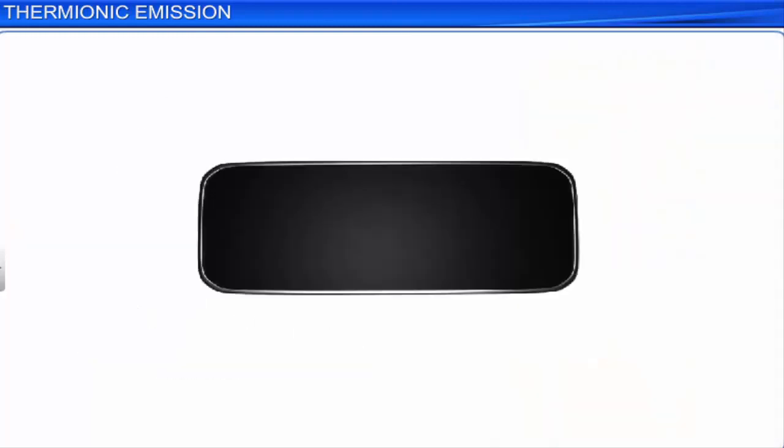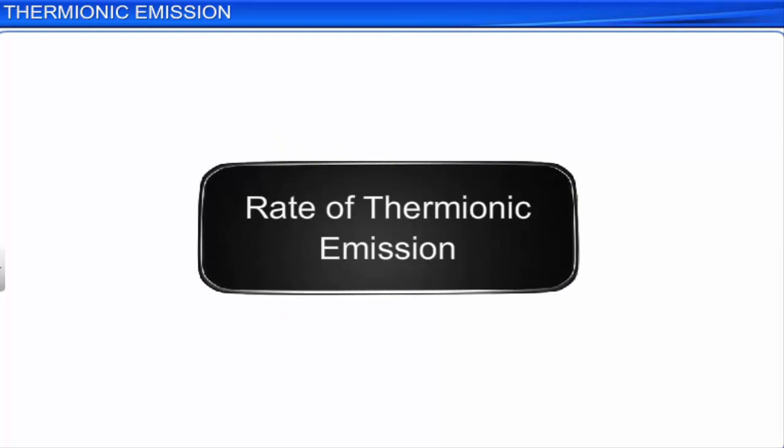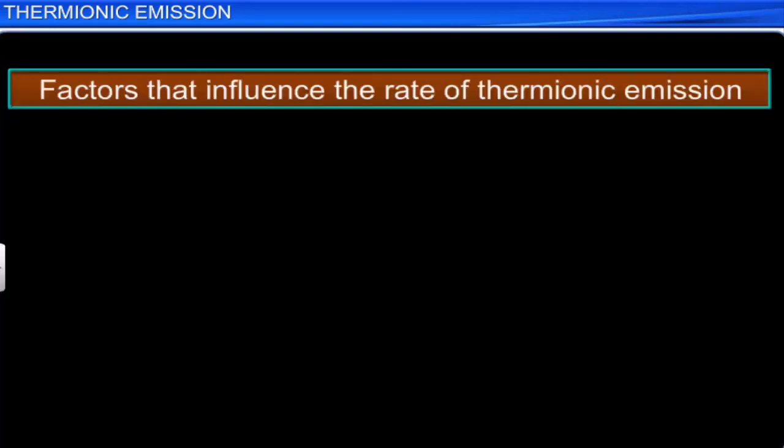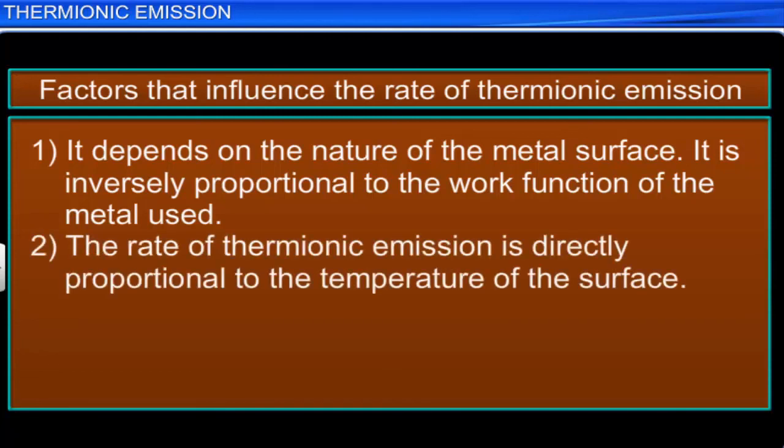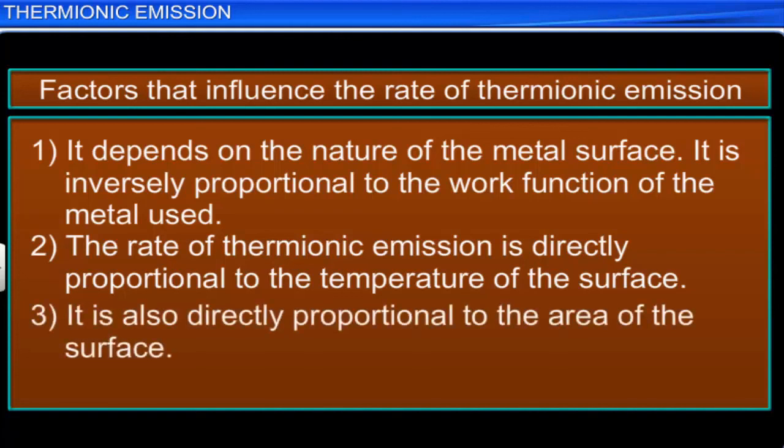In thermionic emission, the measure of the number of thermions emitted per second is very important and is called the rate of thermionic emission. The following factors influence the rate of thermionic emission. It depends on the nature of the metal surface. It is inversely proportional to the work function of the metal used. The rate of thermionic emission is directly proportional to the temperature of the surface. It is also directly proportional to the area of the surface.